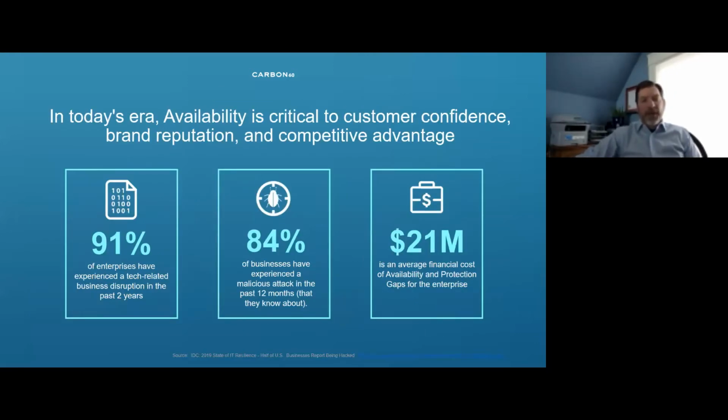So to set the stage for our discussion today, availability is critical to customer confidence and brand reputation. This is an IDC study that states that 91% of enterprises have had a tech related business disruption in the past 2 years. 84% of them have experienced a malicious attack in the past 12 months. They're looking at an average financial cost of the availability and protection gaps of around $21 million.